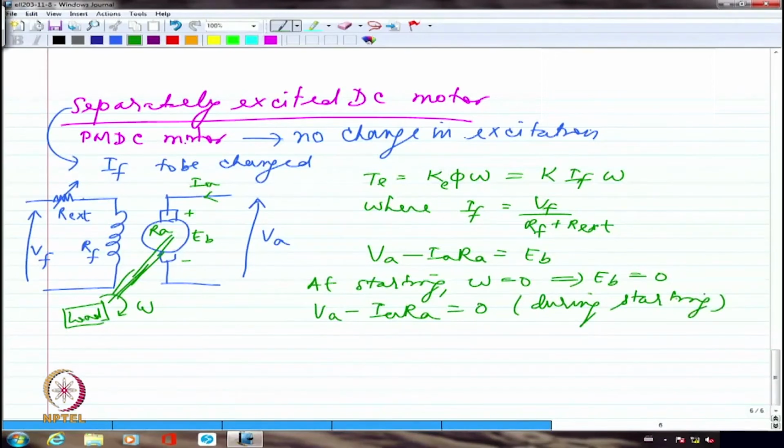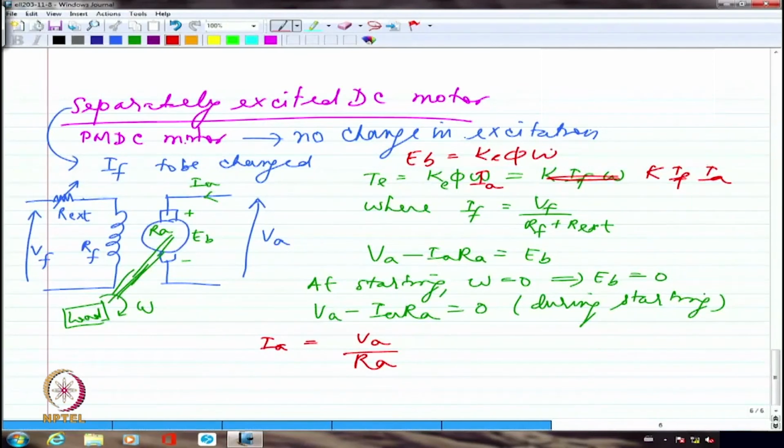which clearly tells me that IA is going to be VA divided by RA. Torque is not a function of omega. Torque is TE equal to K phi IA, which is K IF IA, clearly a function of armature current. Back EMF is a function of omega, KE phi omega. So there is no relationship directly between the speed and torque like this. We'll have to look at the relationship which we already looked at.